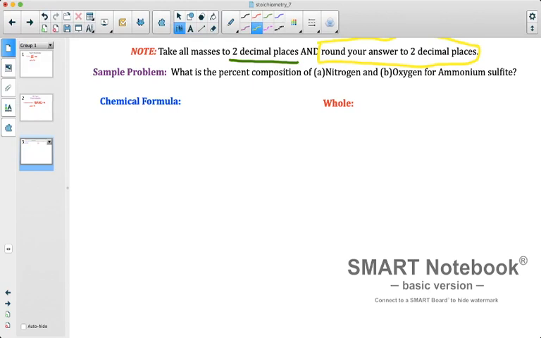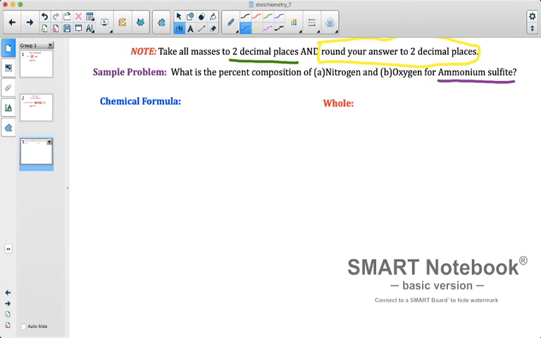So the sample problem reads, what is the percent composition of A, nitrogen, and B, oxygen for ammonium sulfate? So this is a 2-part question, but the first thing that we always have to do is we have to look at the formula. They give us the formula in words. So the first thing we're going to need to do is really translate this into a chemical formula.